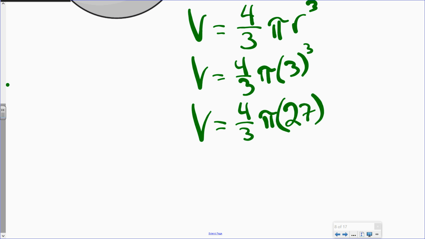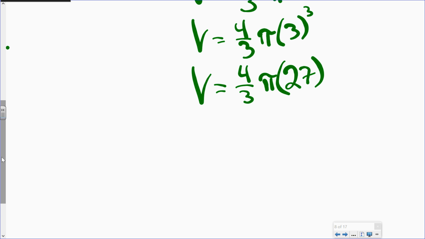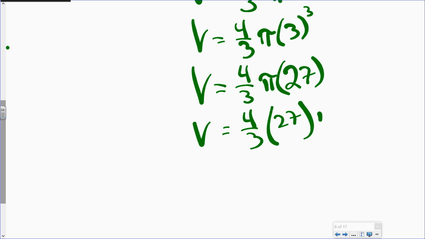27. 3 times 3 times 3. I want to multiply the 4/3 and the 27, so I'm gonna swap the 27 and the pi. Look at 4/3 times 27 times pi. I put the pi on the right.